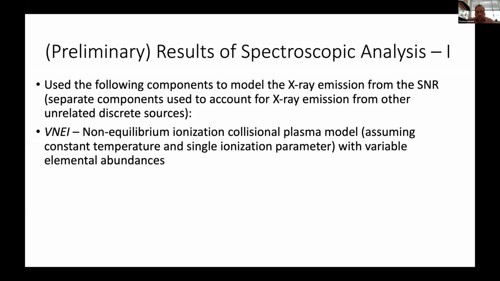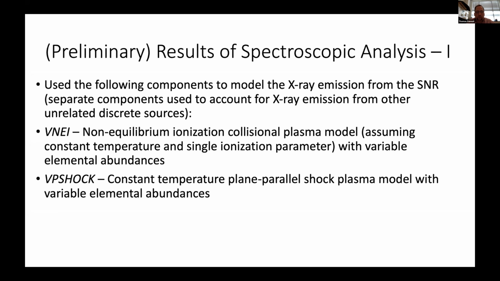This assumes a constant temperature throughout the region of extraction and assumes a single ionization parameter. This ionization parameter is a product of the number density of the particles which make up the plasma and also the age, if you will, of the plasma, with variable elemental abundances. This is one of the most commonly encountered X-ray models for thermal emission.